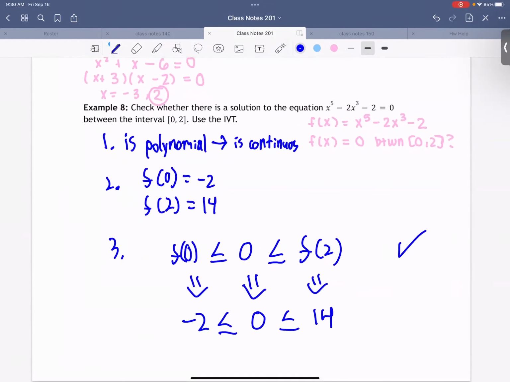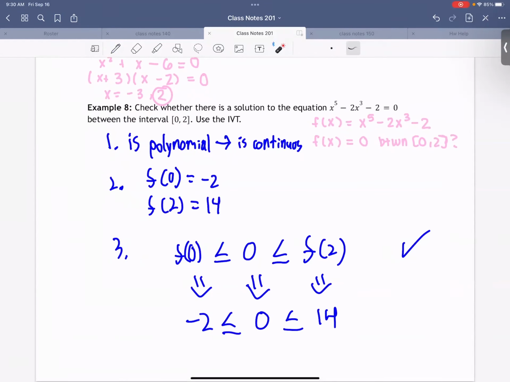Example number 8. Do you want to talk about your process here? First step, just confirming that it is continuous. It's a polynomial, so yeah. The second step, just finding f of a and f of b, and then setting up that 0 lies between f of a and f of b in the third step. Perfect. This is all you need to write.